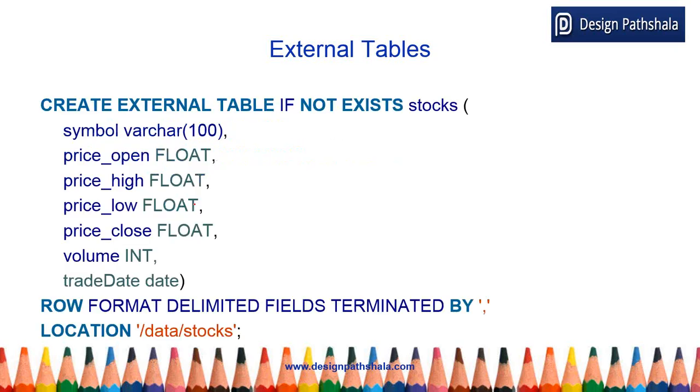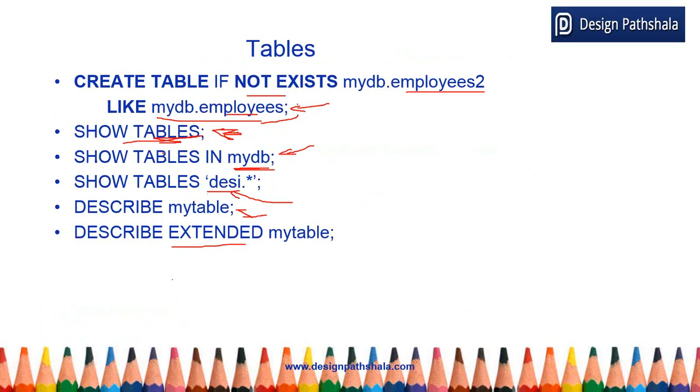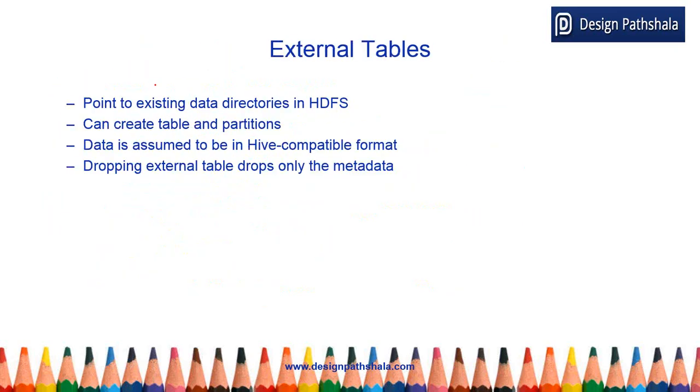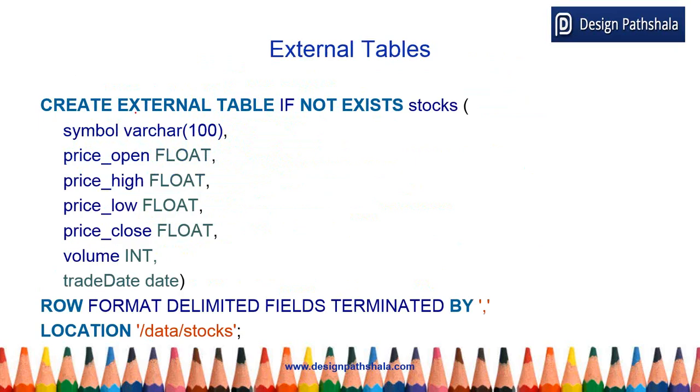So see in the previous tables, I was just saying create table. I just said create table, and here I am saying create external table, and I am also giving the location where that table would be pointing to. So here this is an external table, and this table is pointing to data lying at this particular directory.